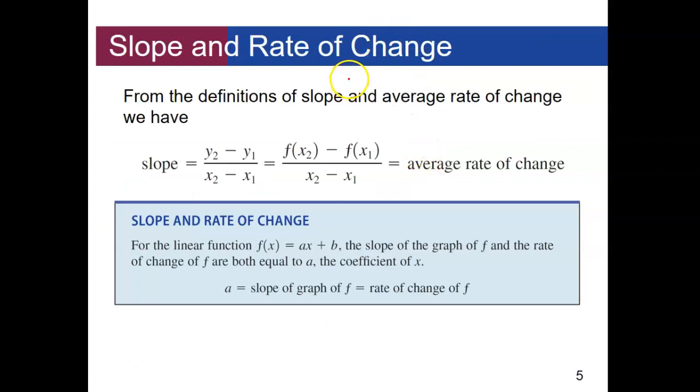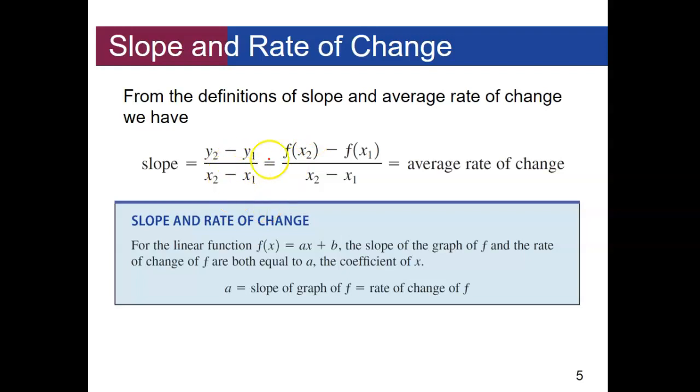Okay, so if you keep in mind that slope and average rate of change are the same thing, it's going to make this section a whole lot easier for you. So if you're asked to find the rate of change of anything, that's just another way of asking for you to find the slope of the equation. So that's really all this section is doing, is connecting those two, slope and rate of change.